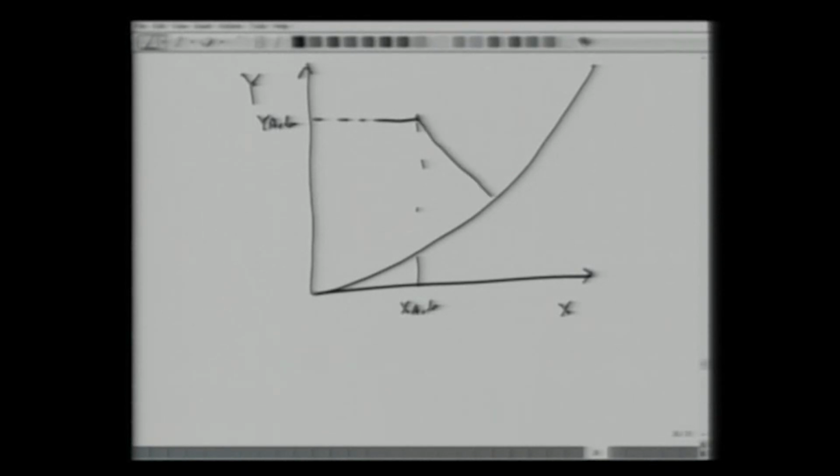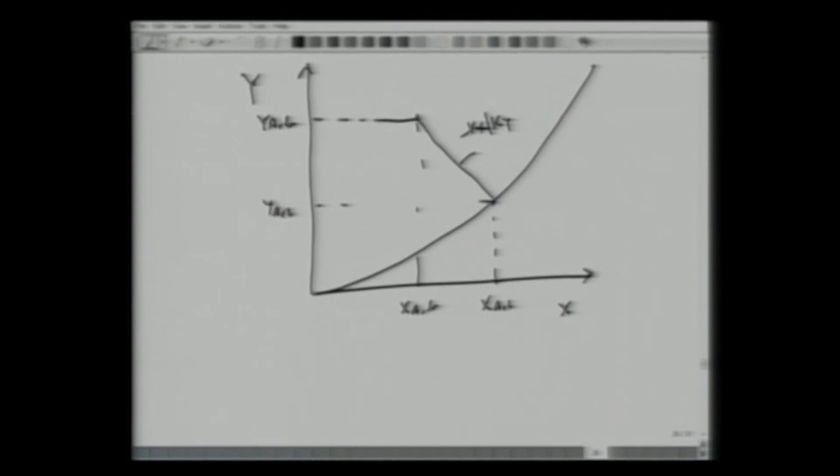We have x and we have y, we have the equilibrium curve, we have here YAB, the bulk concentration, and the coordinate here is XAB. Okay, if we know the two individual mass transfer coefficients, we can draw a slope of minus kx over ky to obtain XAI and YAI. This is what we did so far.